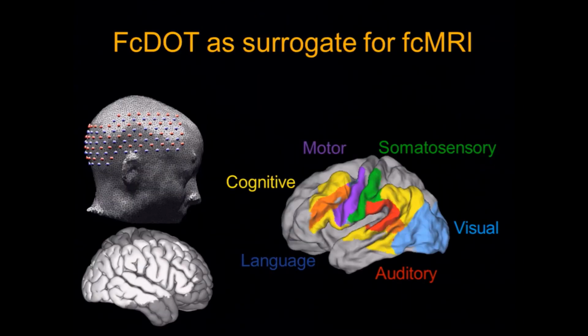But if optical is really going to be a surrogate for MRI, it needs to have higher coverage. Particularly, it needs to have enough coverage so that we can sense higher order distributed brain functions. So the most recent system that we've been working with has this type of source detector arrangement, and it can cover not only the visual cortex, the motor cortex, and auditory cortex, these sensory areas, but it also can cover some of these cognitive areas as well.